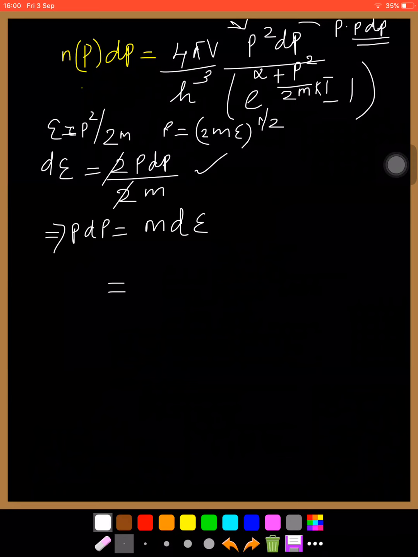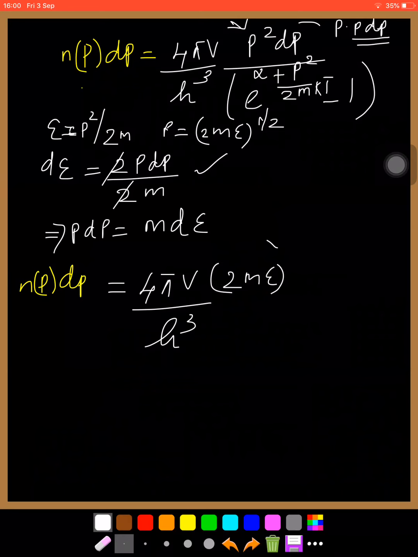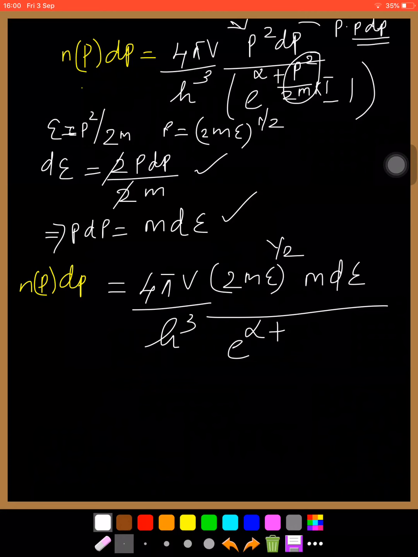That is 4 pi V by h cube, here it is N(p) dp. Then p into p dp: p is root of 2mE, that is (2mE) raised to half, and p dp is m dE. m dE by e raised to alpha plus p square by 2m, p square by 2m is E, E by kT, minus 1.